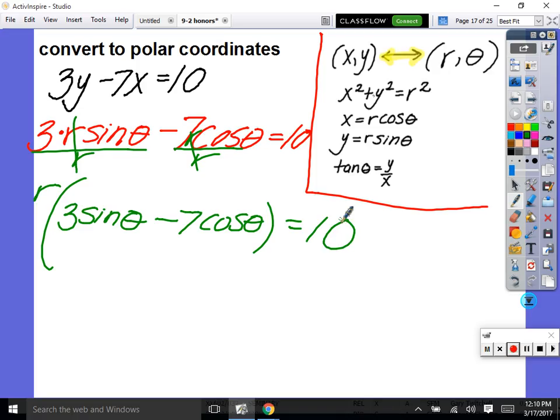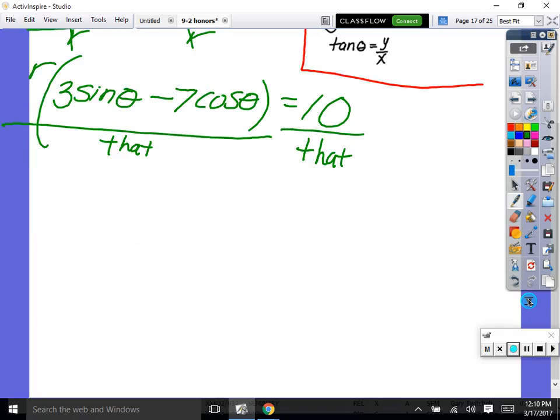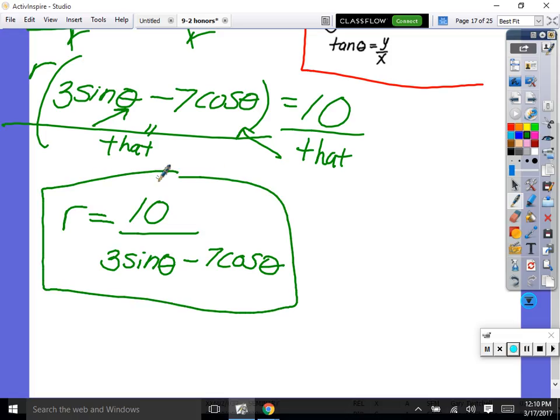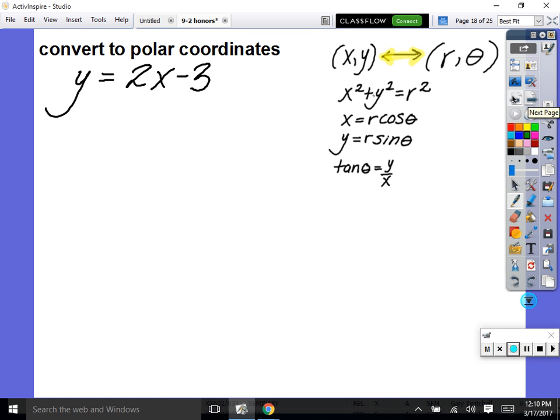Now solve for r. So we'll divide by that. I will rewrite that in my final answer. r is equal to 10 over 3 sine theta minus 7 cosine theta. So now we have an equation where it's r and theta. And that's a good answer. No, there's not anything we can do to simplify it.